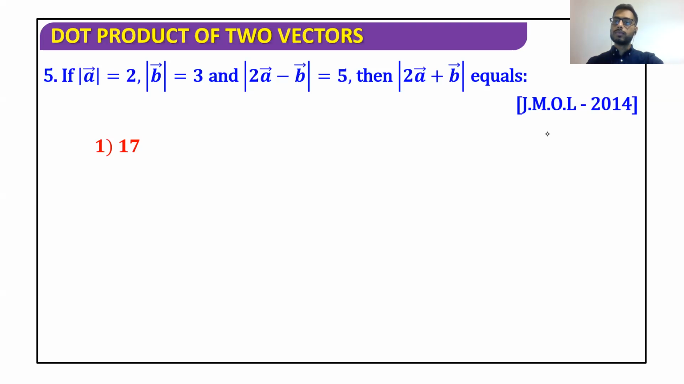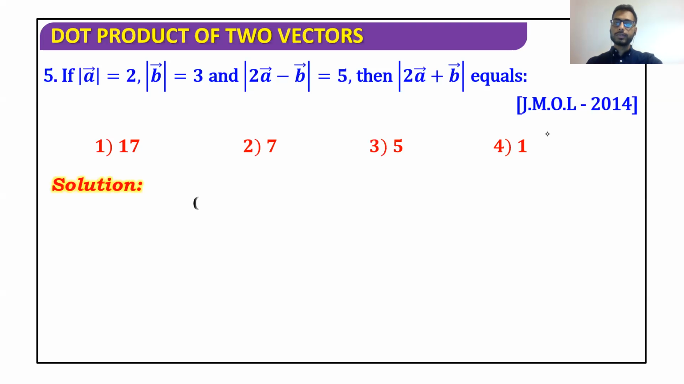start with what is given to you. So the 2a minus b value is given, which is 5, and then square it. Upon squaring, I'm going to get 2a minus b the whole square is equal to 5 square, which is 25. Upon squaring, we will easily get the value of 2a dot b, and this value is going to be required when we are going to find the value of 2a plus b.